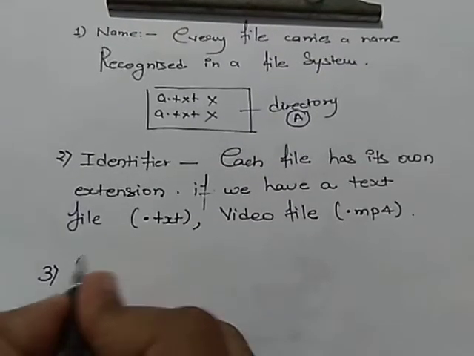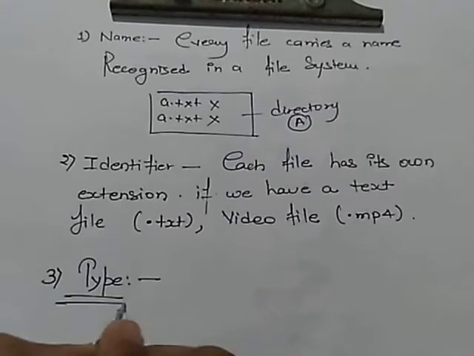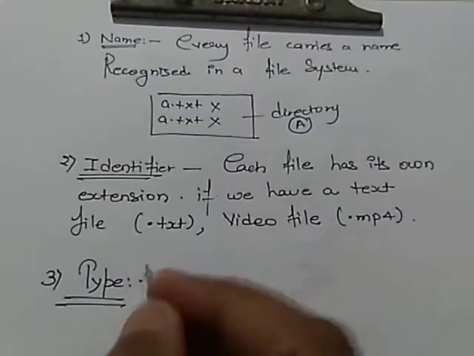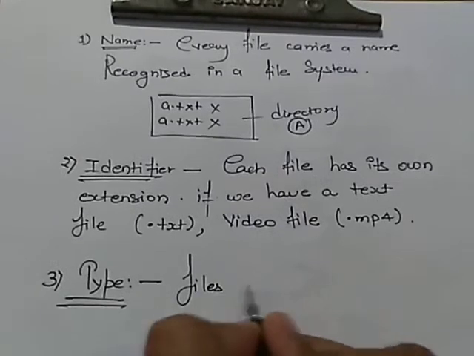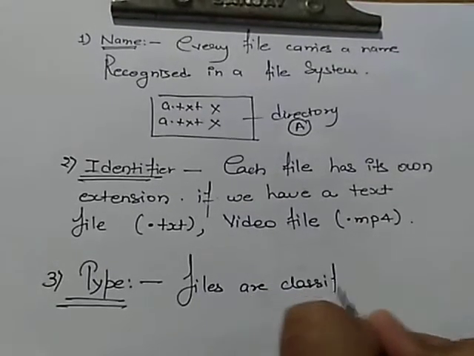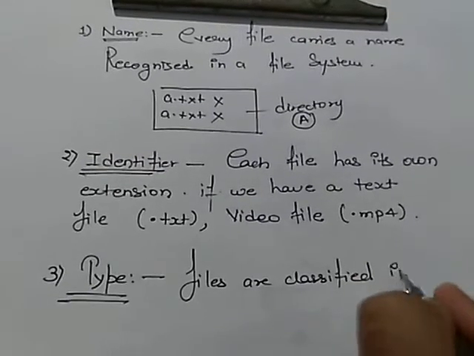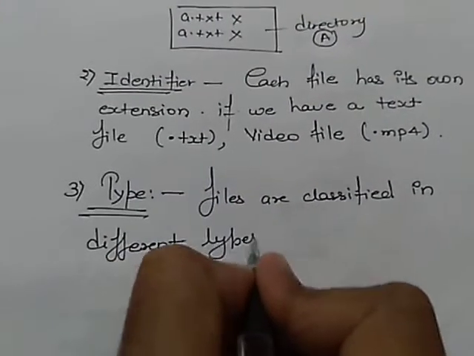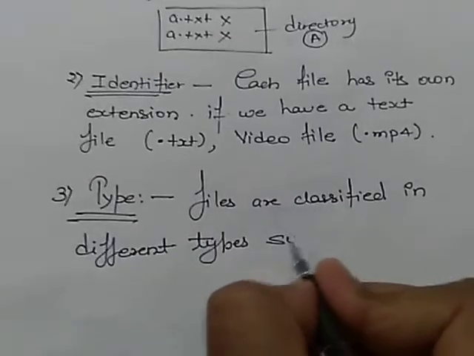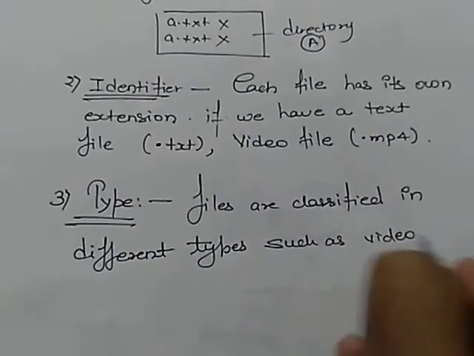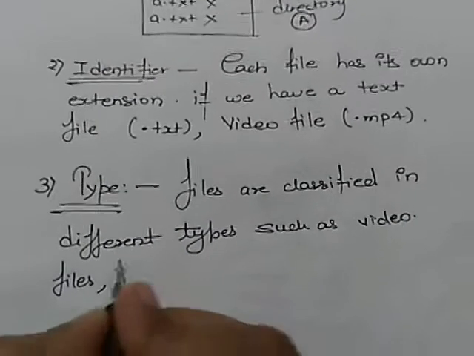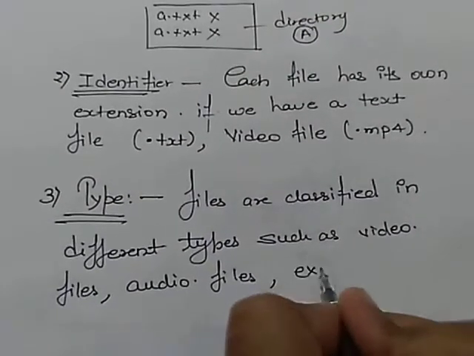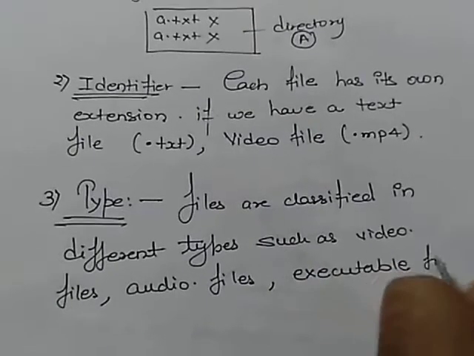Now the third one is type. In this, files are classified in different types such as video files, audio files, executable files, etc.